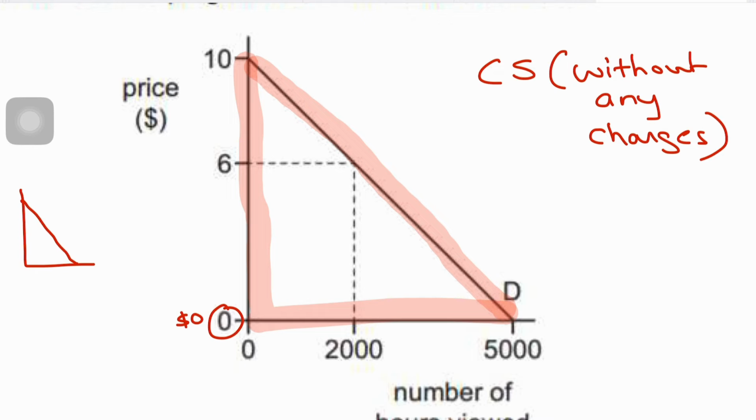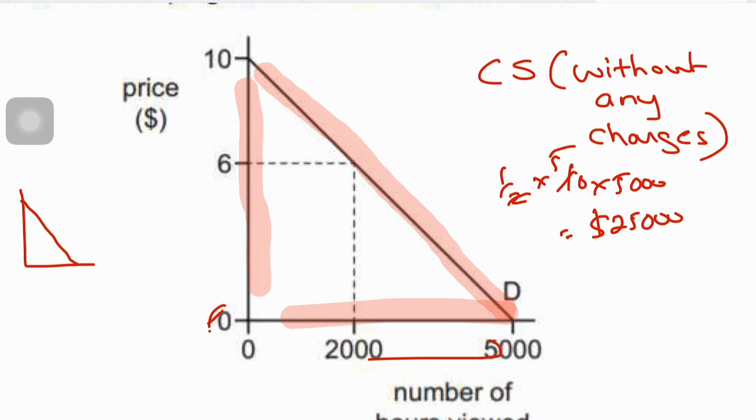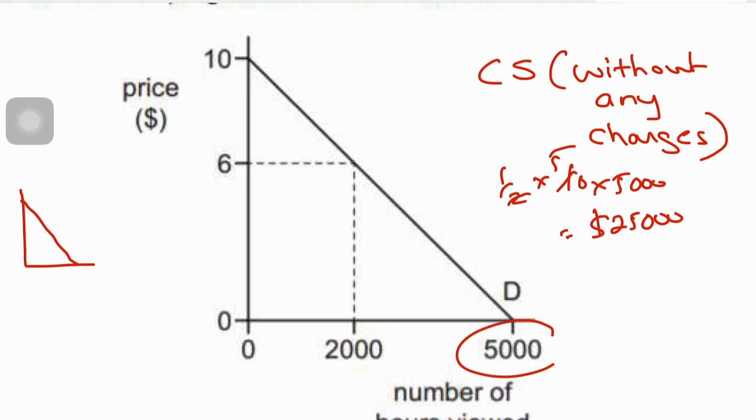And so for instance, if you calculate the area of this triangle, which is mathematically half base times height, so half into the base, let's say this is your base and your height is 10, so 10 into 5,000, the answer to this should be $25,000. So it simply means that I was willing to pay $25,000 to view these 5,000 hours.